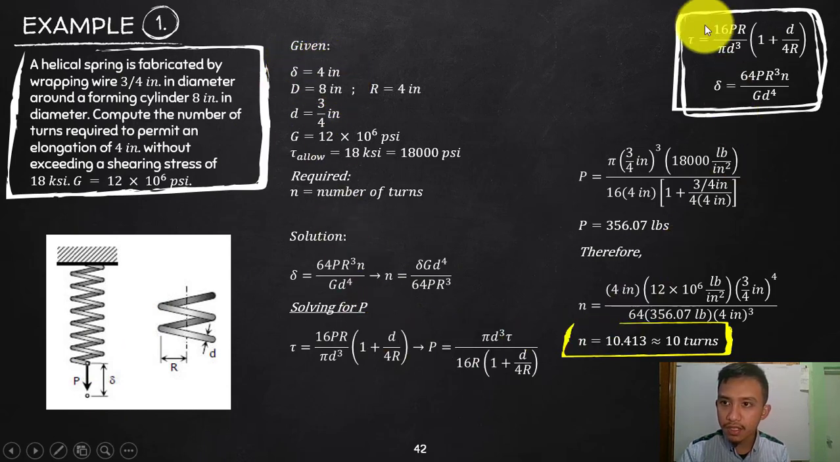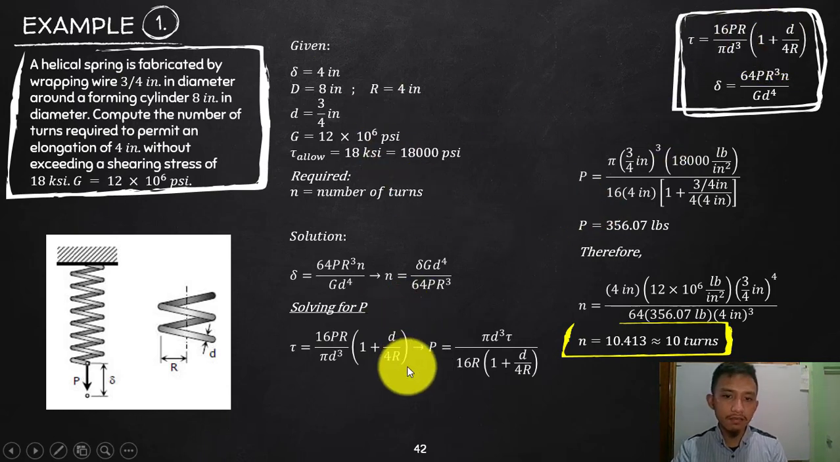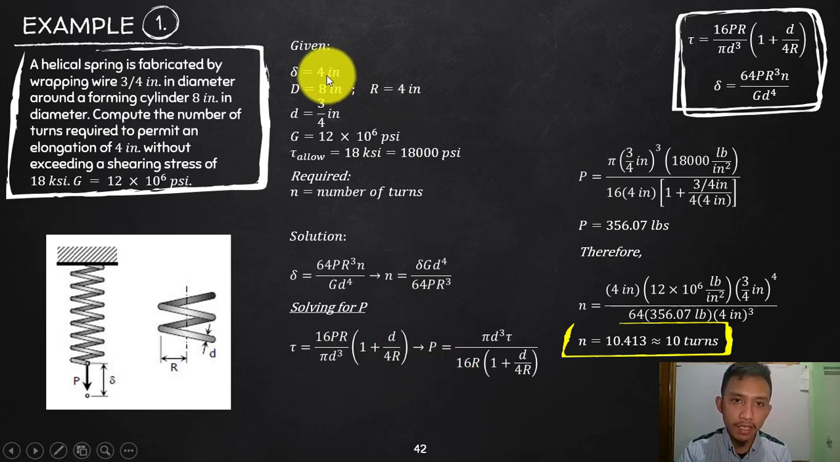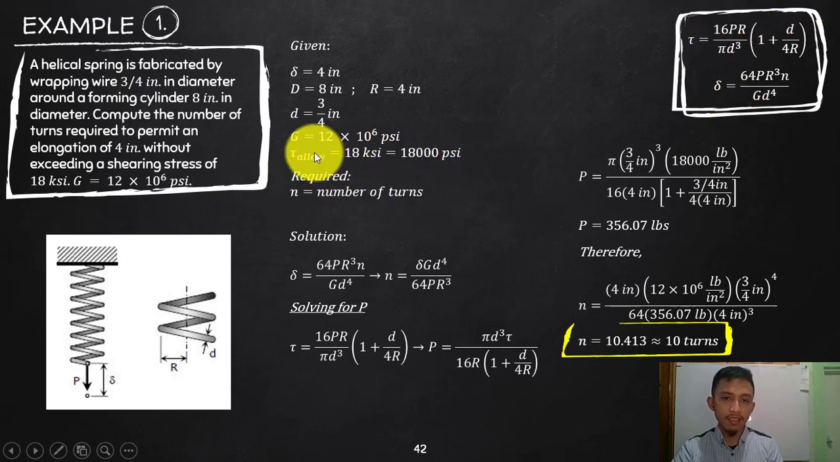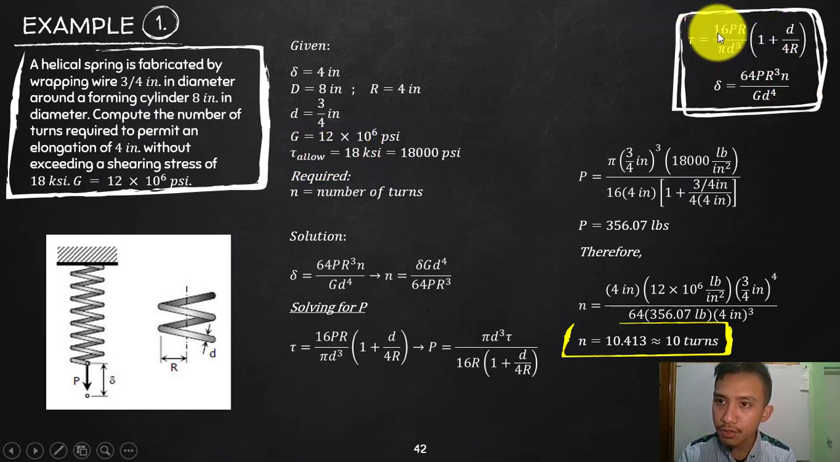So we still need to go to the shear stress formula. By the way, we will find the P that will elongate that to 4 inches and at the same time will not exceed the 18 ksi. So the point here is that I will be using all of the variables here except for the allowable. That will give me an idea of how to compute P: maximize the shear strength of the material used in the spring. So to maximize that, I will be using the shear stress formula.